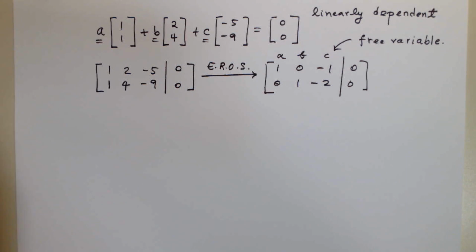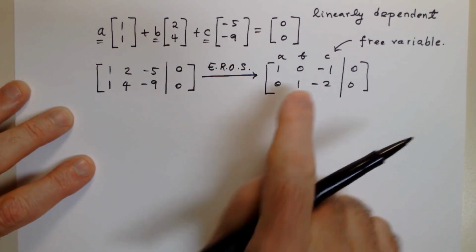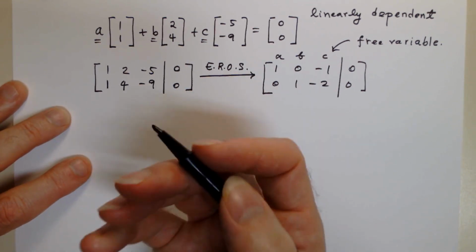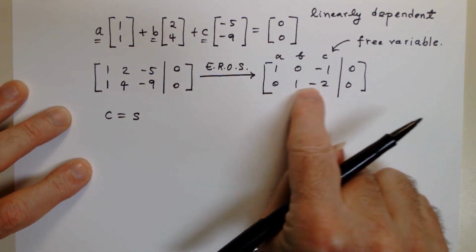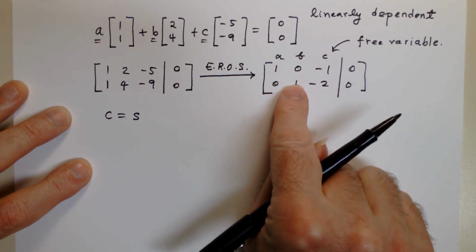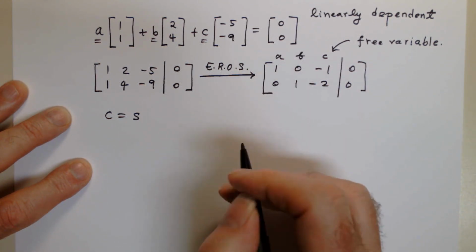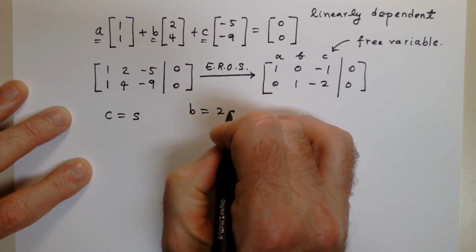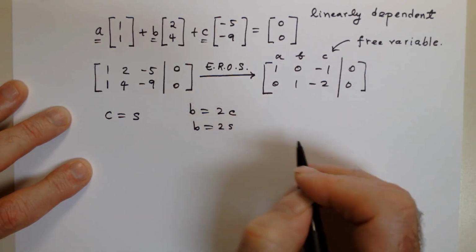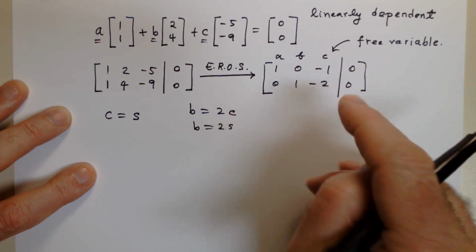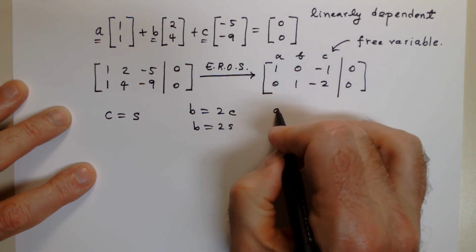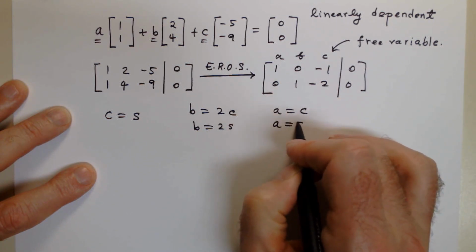But let's see what's really going on. This will give us a better understanding. Let's explore the solution set a little bit. We know that C is free, so we can set C equal to some free parameter, let's say S. This equation down here is telling me that B minus 2C is equal to 0, so B is equal to twice C, or twice S. The first equation is telling me that A minus C is equal to 0, so A is equal to C, or A is equal to S.